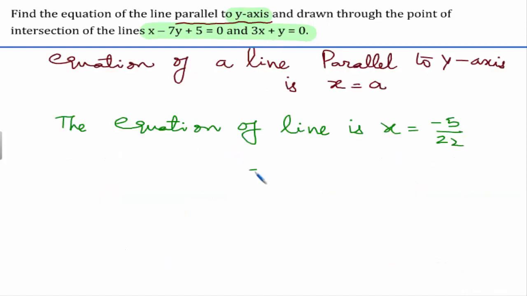So this can be further simplified. Even you can leave the answer here itself, otherwise it can be 22x is equal to minus 5. This is 22x plus 5 is equal to 0.